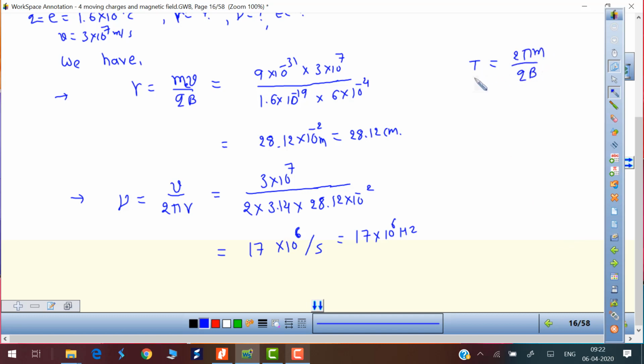T is equal to 2 pi m upon qb and frequency is qb upon 2 pi m.